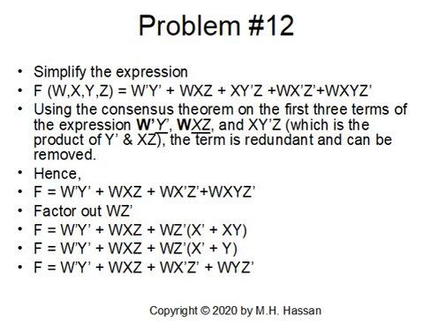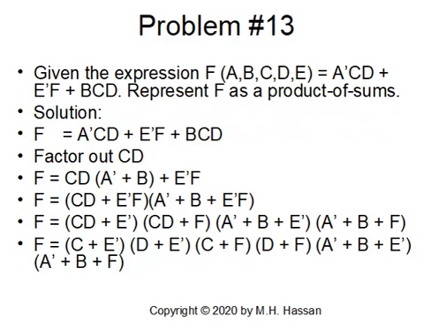When we come to K-maps, you will see this is very true. Problem number 13. Given the expression F of A, B, C, D, E, F, this is 5 variables, given A prime C D, or E prime F, B C D, I'd like to represent F as a product of sums. To do that, we'll factor out C and D. We'll get CD times (A prime or B or E prime F).